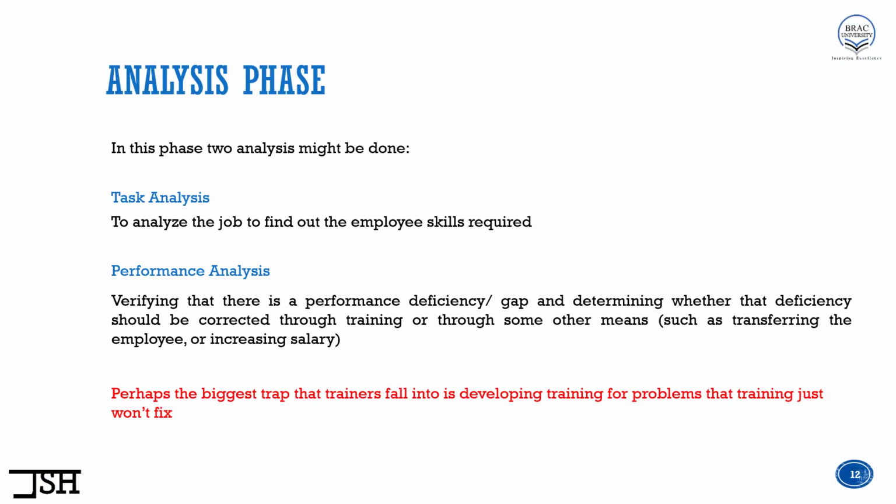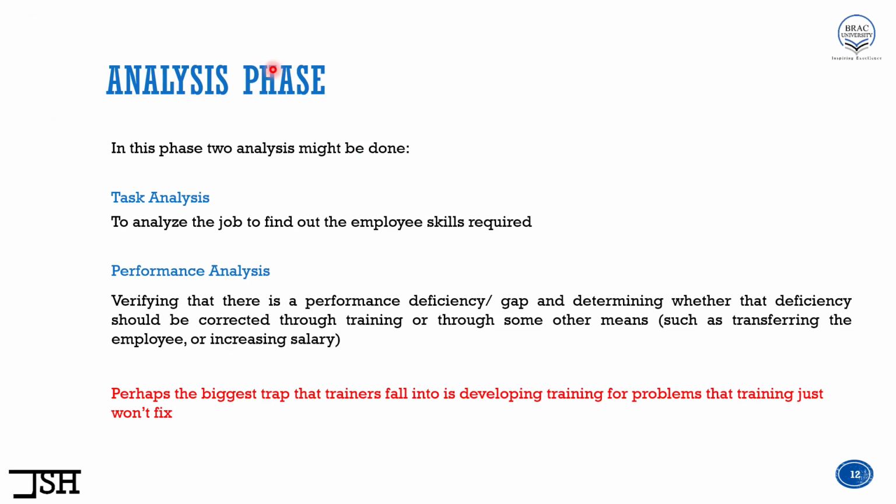So in the analysis phase, that's what we try to find out: whether training is needed at all or whether we need to do something else. And this is a very common mistake made by many organizations. Many trainers fall into this trap. The biggest trap that trainers fall into is developing training for problems that training just will not fix. So again, blindly believing that training will always improve performance is not a wise thing to do. We need to find out the true problem and then decide whether training is needed at all. And that is a very important task in the analysis phase.